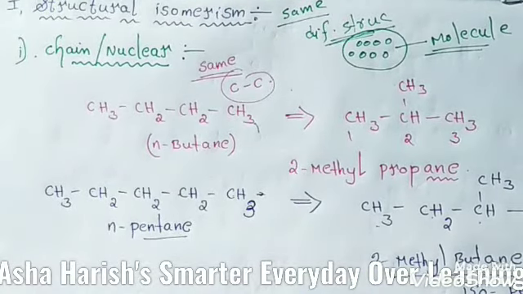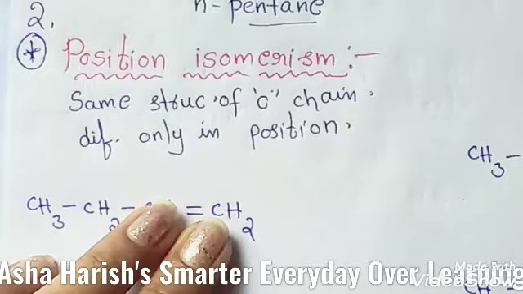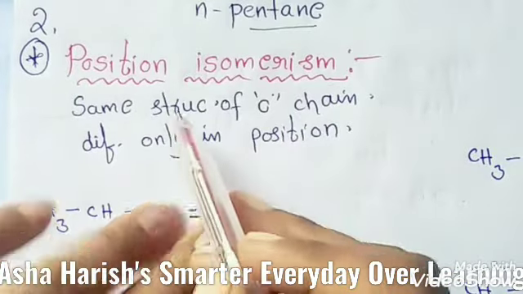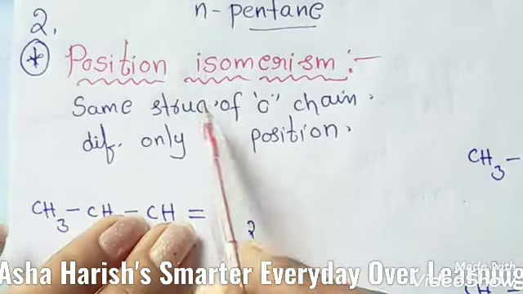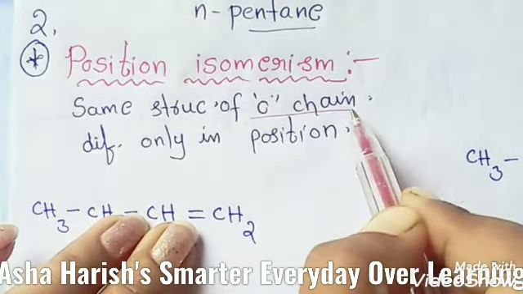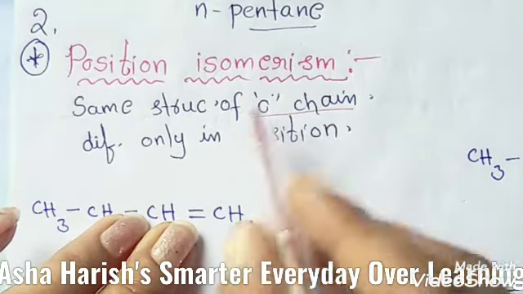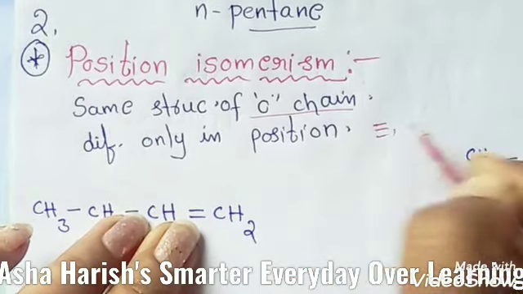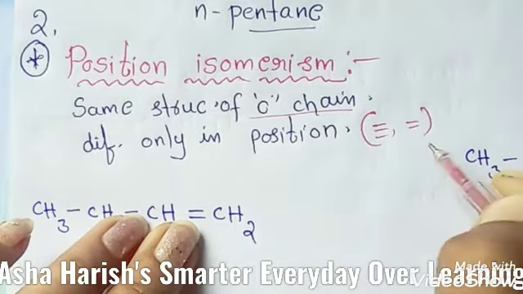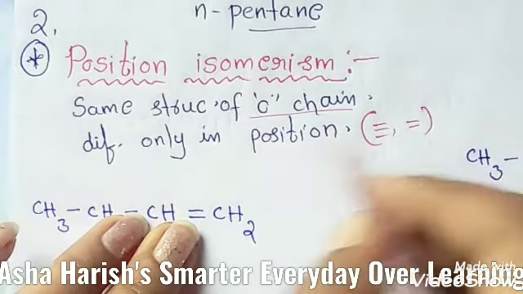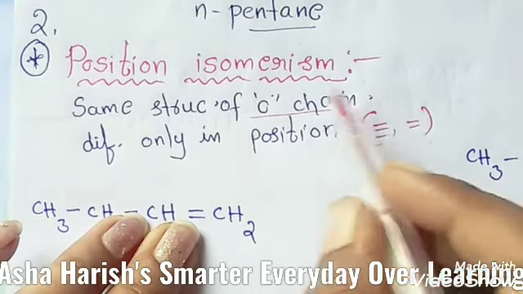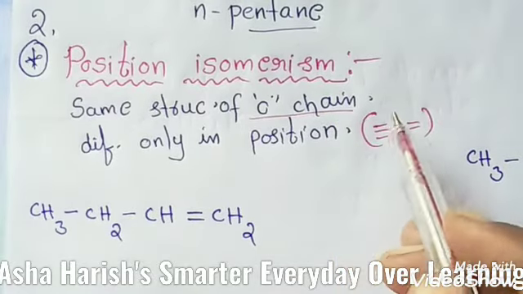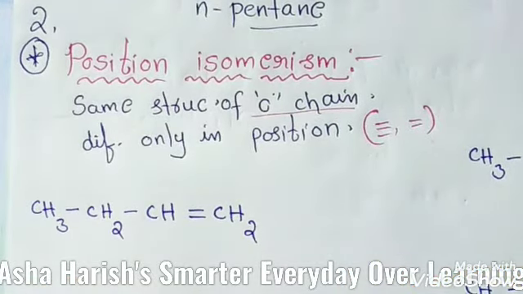Let's see the second one, position isomerism. Suppose you have compounds which have the same structure of the carbon chain, and they differ only in the position of the multiple bond, nothing but triple bond or double bond here. These multiple bonds or the functional group are called position isomers, and this phenomenon is known as position isomerism. If you see the examples, then you can understand very clearly.